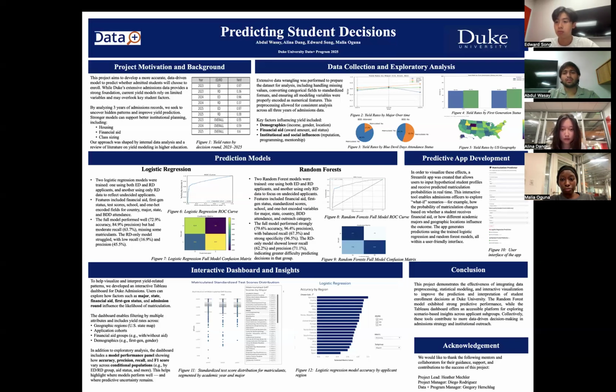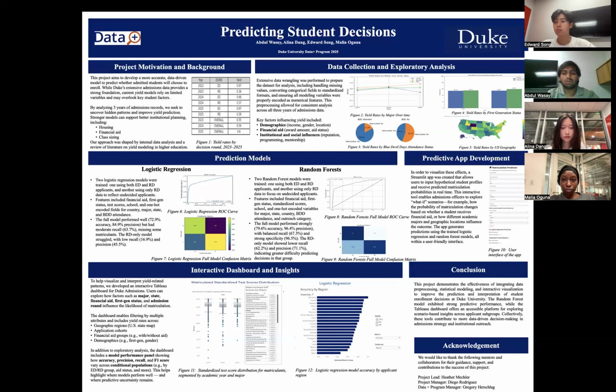To conclude, this project laid the roadmap to support smarter enrollment strategies in higher education. By using predictive models alongside interactive dashboards, we gained a deeper understanding of the many factors that influence whether a student decides to enroll, from financial aid and location to academic interest and institutional reputation. One of our biggest key takeaways was just how complex these decisions can be, especially for regular decision applicants, where many variables overlap and interact. Our model helped uncover patterns that aren't always visible on the surface.